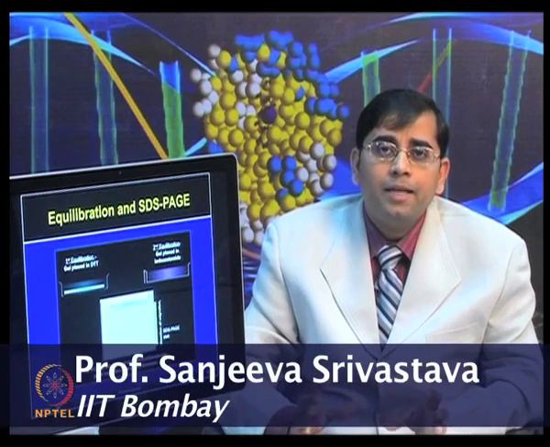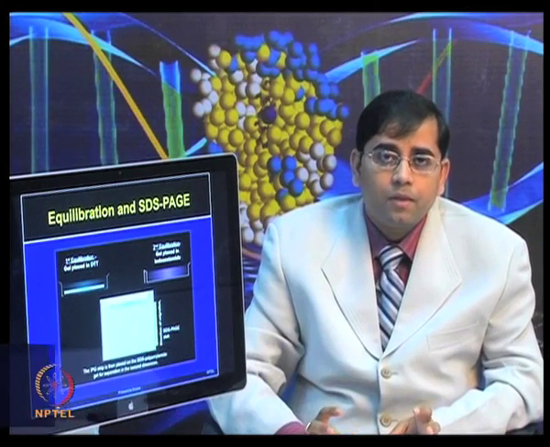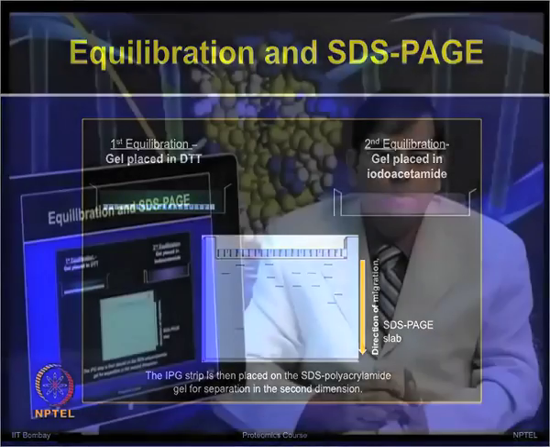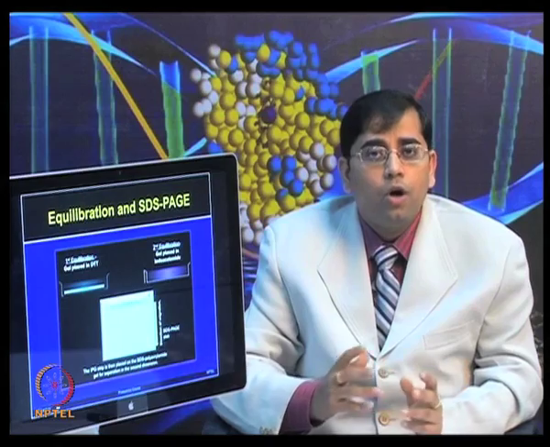Once IEF is done, again you have to do the equilibration, first equilibration and second equilibration, followed by SDS-PAGE. So, overall steps, as you can see, are exactly the same as what one does in 2-dimensional electrophoresis. The only variation here is that all your control and treatment samples have been mixed together and now they are separated on one IPG strip. Now, this strip is placed on one SDS-PAGE gel and all the proteins will be separated in one gel itself, whether they are coming from the control or treatments.